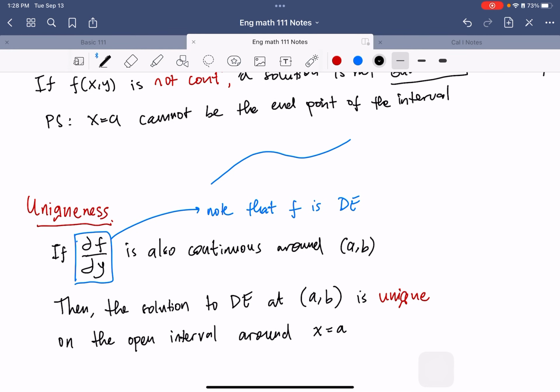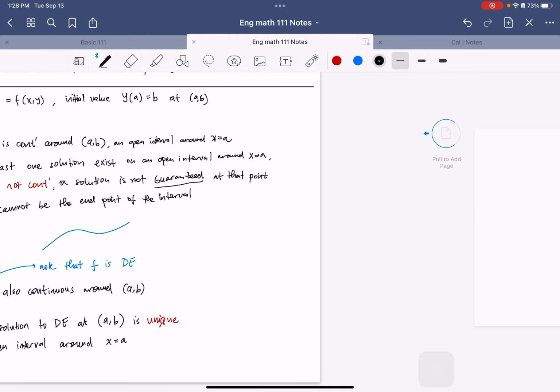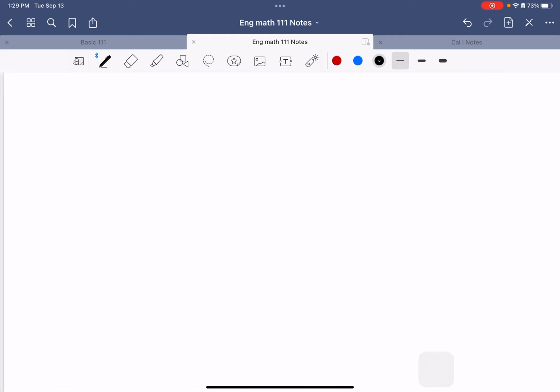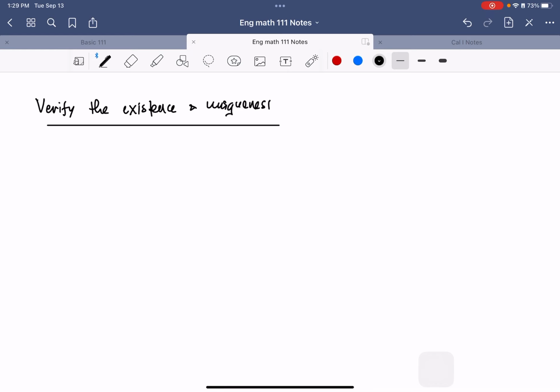Okay, let me flip the page and give you some example on how to check. Verify the existence and uniqueness. Let me start with the simple DE. Let's say we have dy over dx is equal to x squared y squared, and we have the initial conditions.